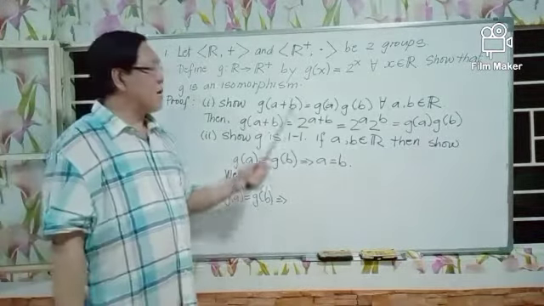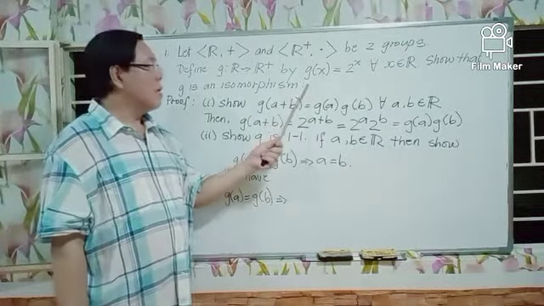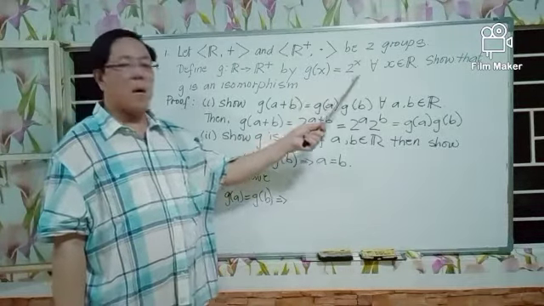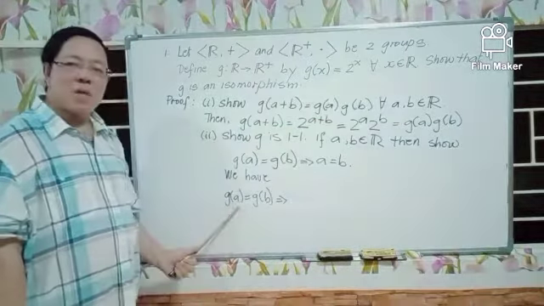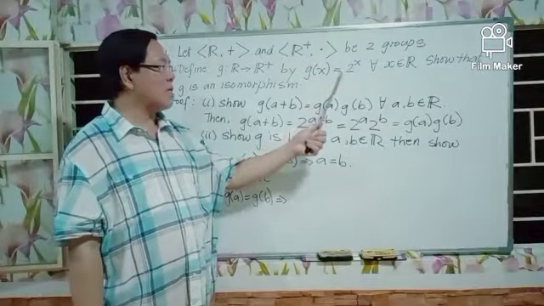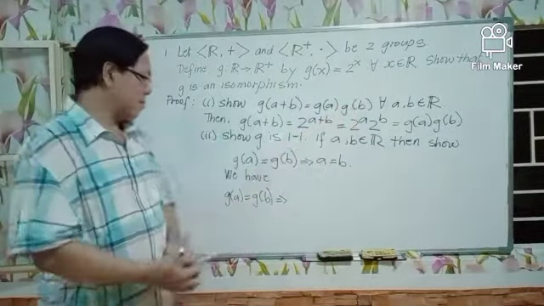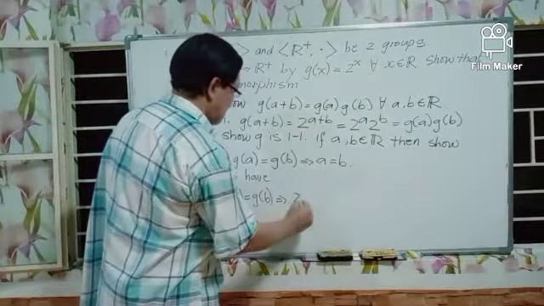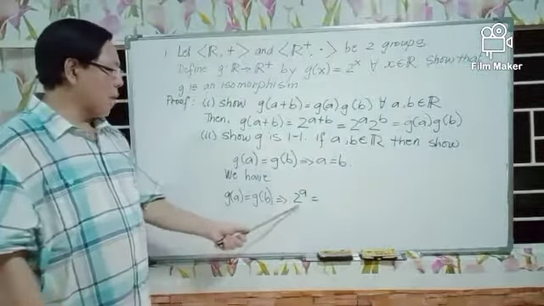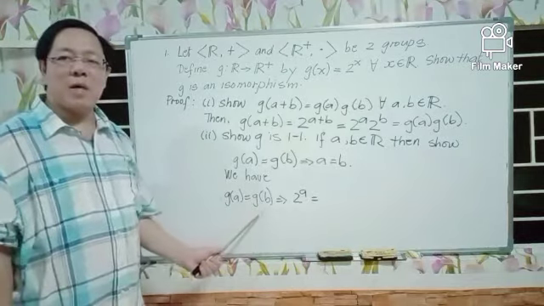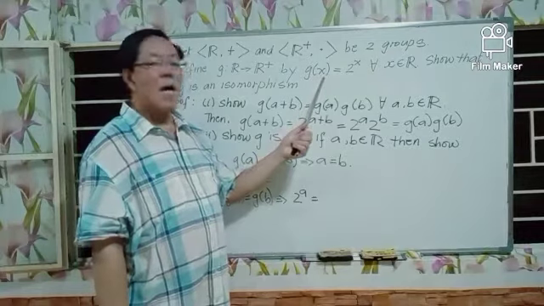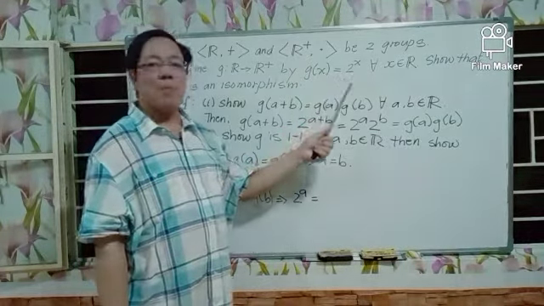By the definition of the function g, the image of x under g is 2 to the power x. So the image of a under the function g, x now is a, g of a is equal to 2 to the power a. And 2 to the power a must be equal to the image of b under g. And by this function g, g of b, x now is b, is equal to 2 to the power b.